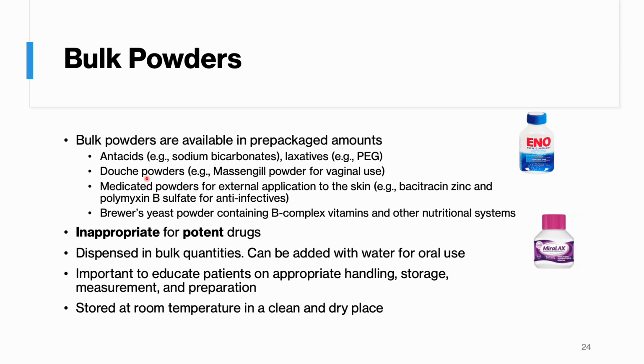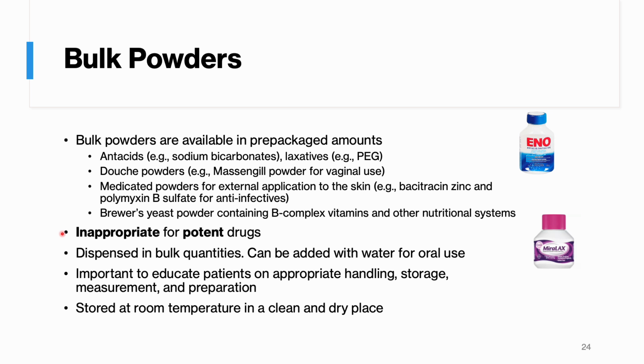Douche powder examples include Massengill powder for vaginal use. Medicated powders for external application to the skin include, for example, bacitracin, zinc, and polymyxin B sulfate for anti-infective use, and Pru's yeast powder containing B-complex vitamins and other nutritional ingredients. A disadvantage of bulk powder is that it is inappropriate for potent drugs, because the dosing can be inaccurate when done by the patient. So potent drugs shouldn't be used in bulk powder. Potent drugs are drugs used in a small amount that can still have therapeutic effects, so any inaccurate dosing can lead to ineffectiveness or toxicity.